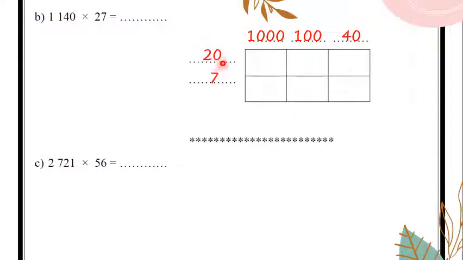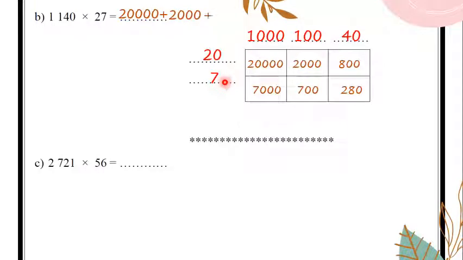Let's multiply. 20 times 1,000 equals 20,000 and 20 times 100 equals 2,000. 20 times 40 equals 800 and 7 times 1,000 equals 7,000. 7 times 100 equals 700 and 7 times 40 equals 280. After that, let's add all these numbers: 20,000 plus 2,000 plus 800 plus 7,000 plus 700 plus 280.